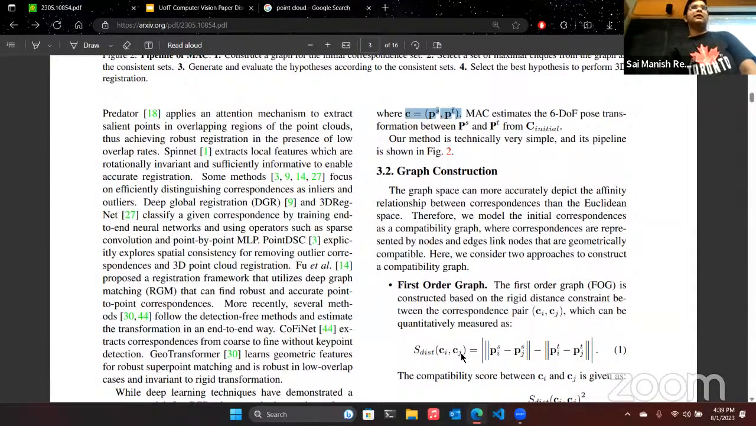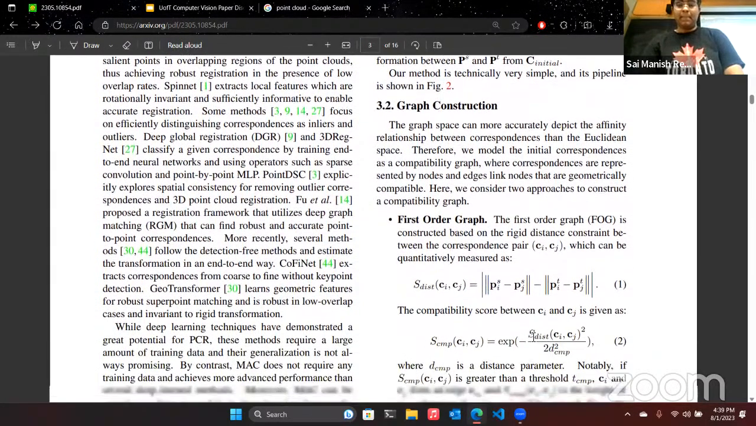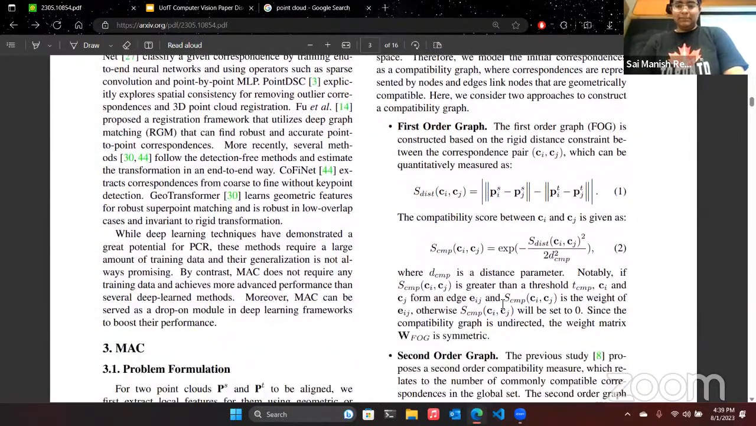Let's say there's an A and a B corresponding in the two clouds, and there's a C in the first cloud and D in the second cloud corresponding. So we sum the distance between A and B and C and D to find the distance between the two correspondences. That's just a norm, right? Yeah, that's just a norm. And ideally we should write a 2 below it. And that's the first order graph method.